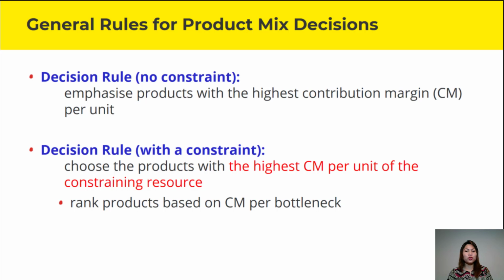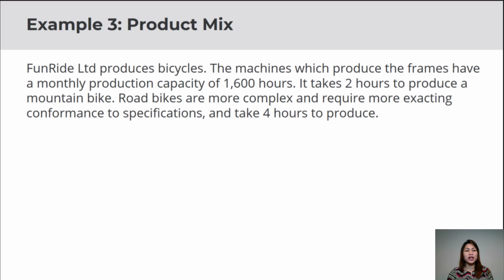Instead of using contribution margin per unit, now you need to choose the products with the highest contribution margin per unit of the constraining resource. You then need to rank the products based on contribution margin per bottleneck or per constrained resource. Let's have a look at an example here.